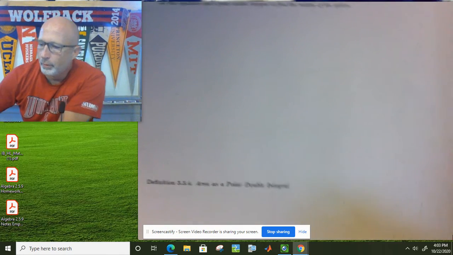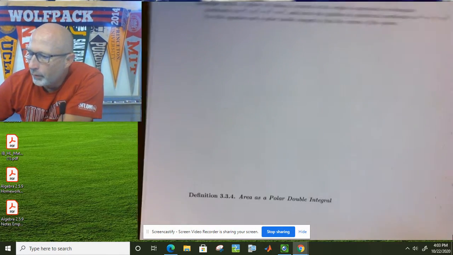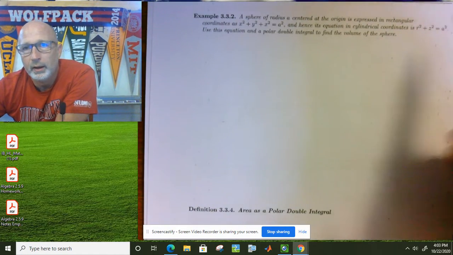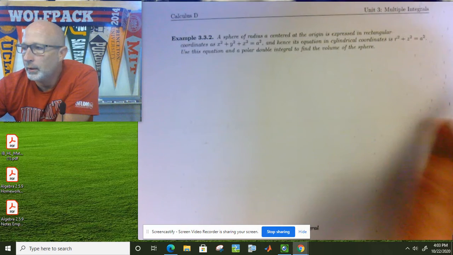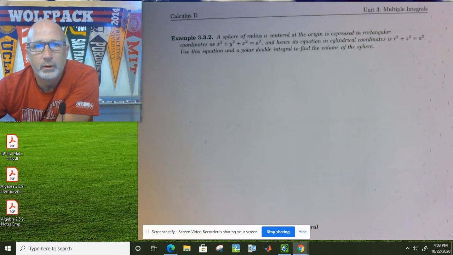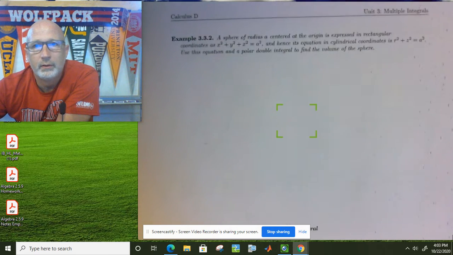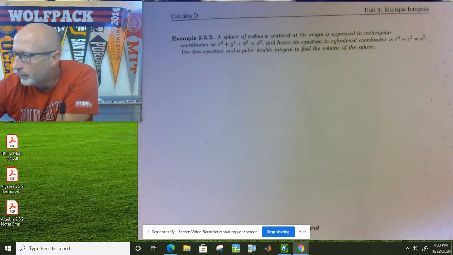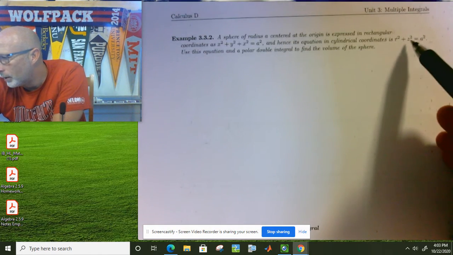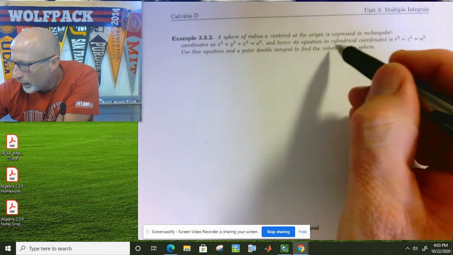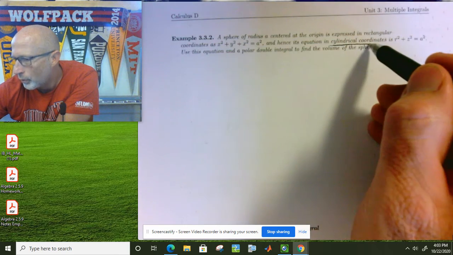Example 3.3.2. The sphere of radius a centered at the origin is expressed in rectangular coordinates as x squared plus y squared plus z squared is equal to a squared. And hence its equation in cylindrical coordinates is r squared plus z squared is equal to a squared. We'll talk further later on about what exactly cylindrical coordinates are.